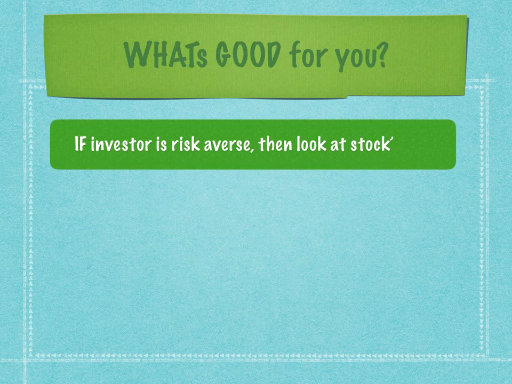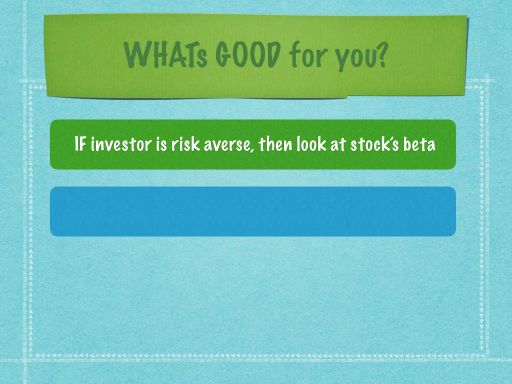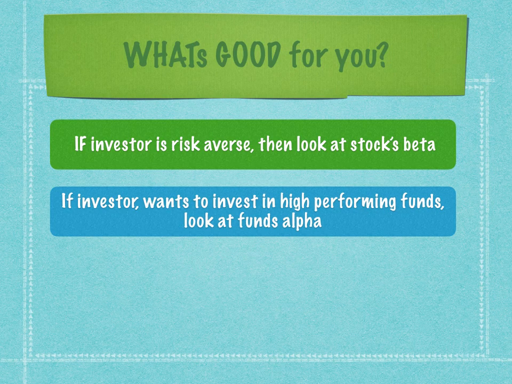What is good for you? If the investor is risk averse, then you must select an asset which has got a low beta because you don't want to play on the price volatility game. It is a difficult game, it's a challenging game. It's a game which is meant only for investors who are able to shoot darts in the dark with perfection. Then you look at stock's beta. If the investor wants to invest in high performing funds, then you look at the mutual fund's alpha because that measures how much the fund can be used as a parameter for evaluation.